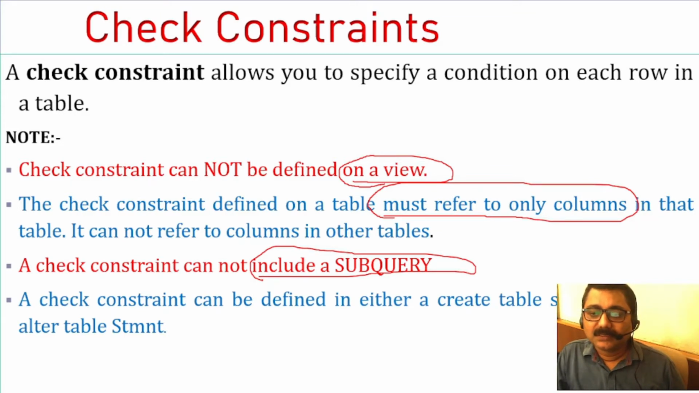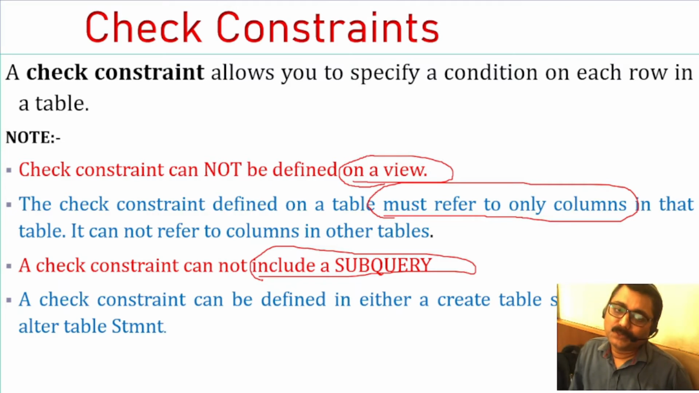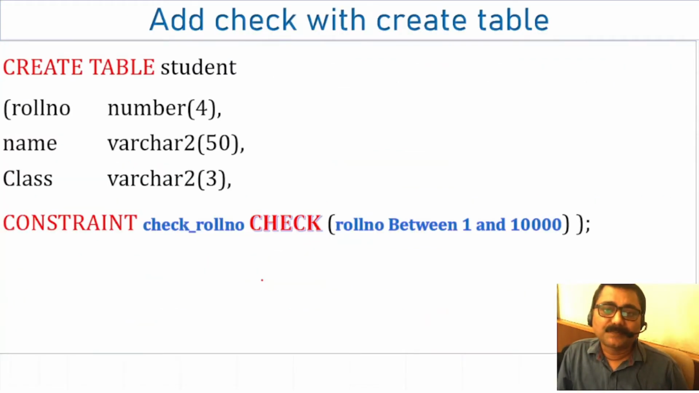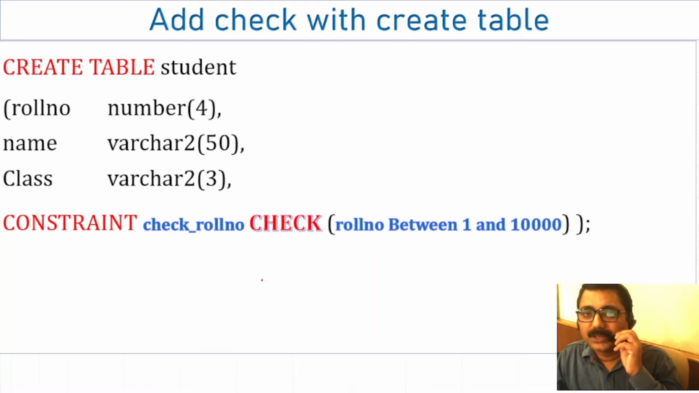And you can define check constraints using the create table statement or create table command, or maybe using the alter table command. So by using these two ways, you will be able to create a check constraint. So this is a very simple example of how to define a check constraint at the time of creation of a table.